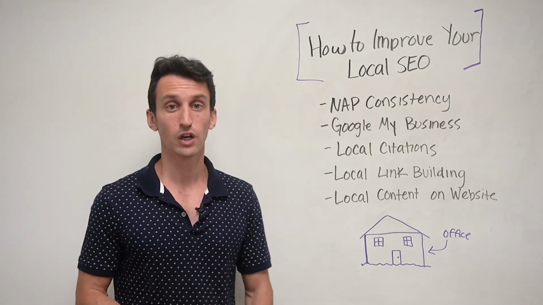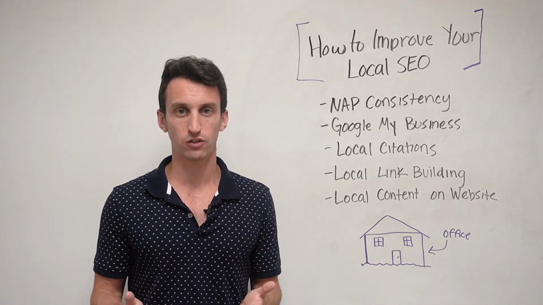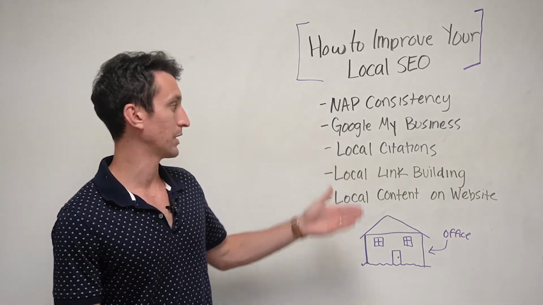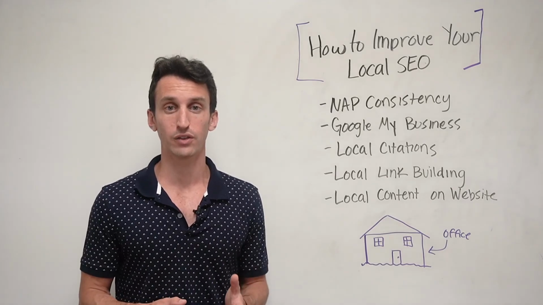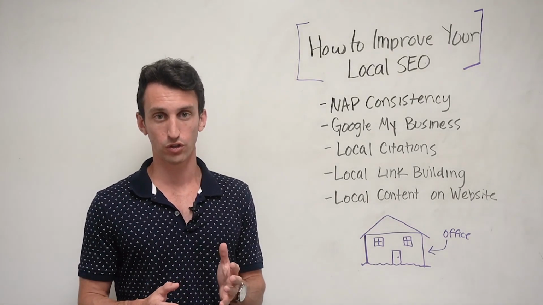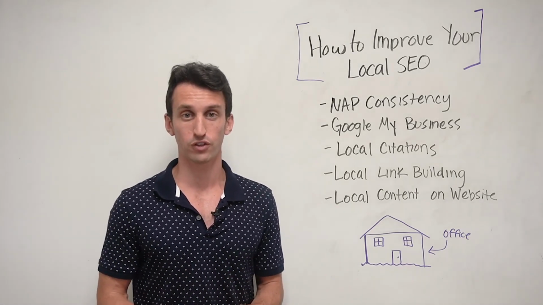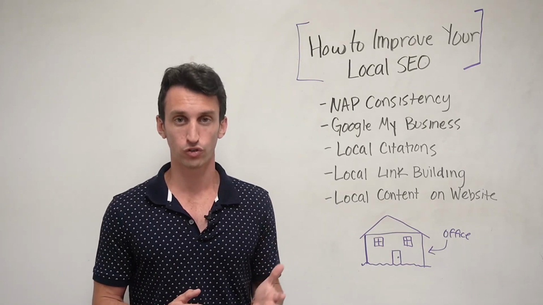Local citations. So I talked about NAP, name, address, and phone number consistent. How do you get that consistent across hundreds of sites? Well, that can be done via local citations. And there are services out there like Moz Local and Yext and Whitespark where you could do submissions for different citations, and it could submit your information to hundreds of websites.